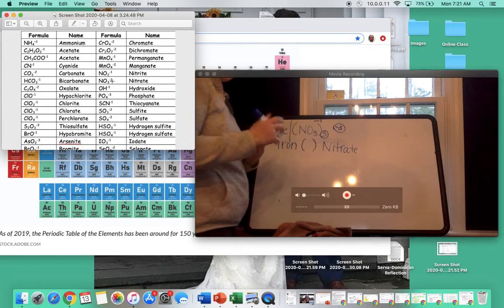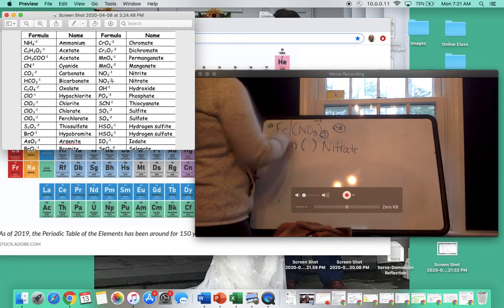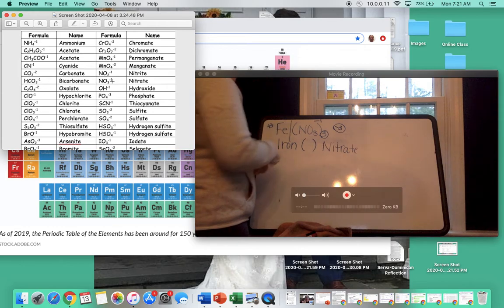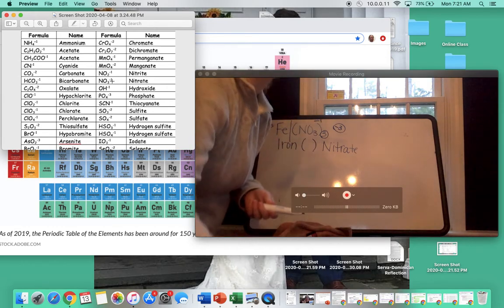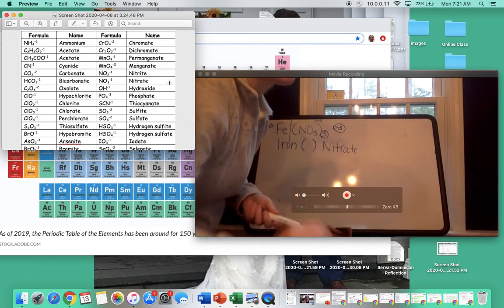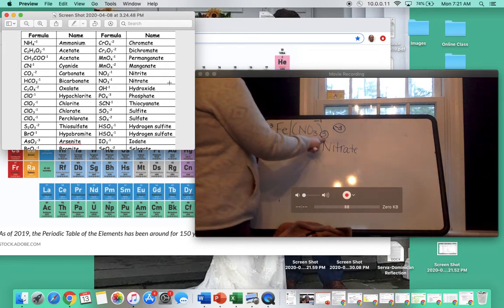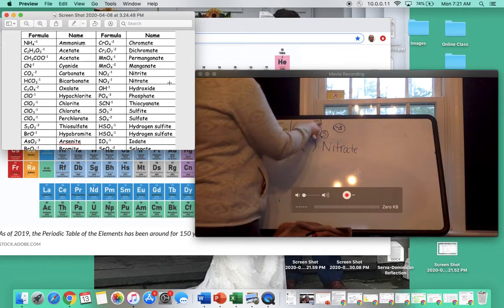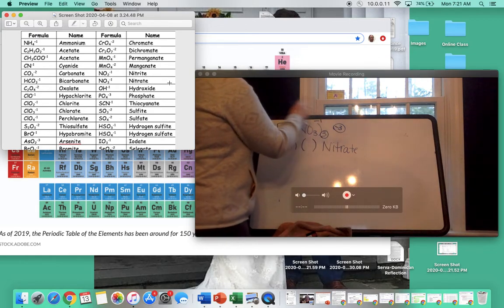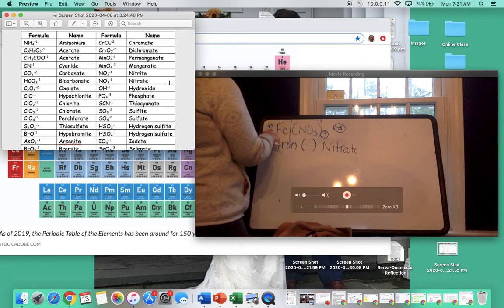I know that's a little tricky, so I'll review it one more time. I drew a line after my metal. I found the charge of my polyatomic ion, which on the chart is -1, which is nitrate. There are 3 of them, because this is the symbol NO3 with a subscript of 3. So -1 times 3 is -3. If the right-hand side is -3, the left-hand side is +3.